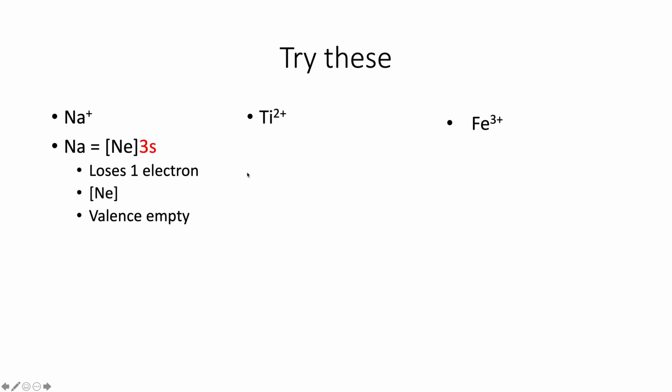All right, for titanium ion, first we do titanium, finding it on the table. Titanium is Ar 4s2, 3d2. Now remember, the valence is where the electrons come out. They are not going to come out of the 3d.